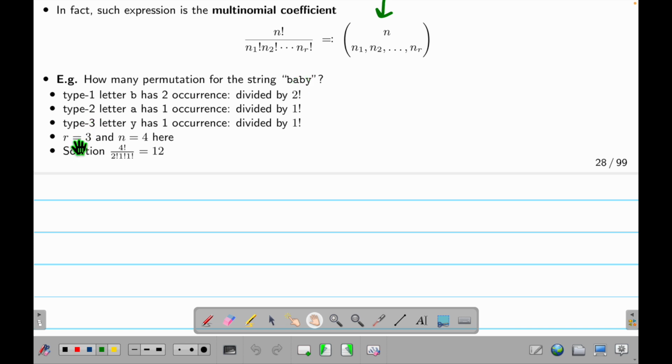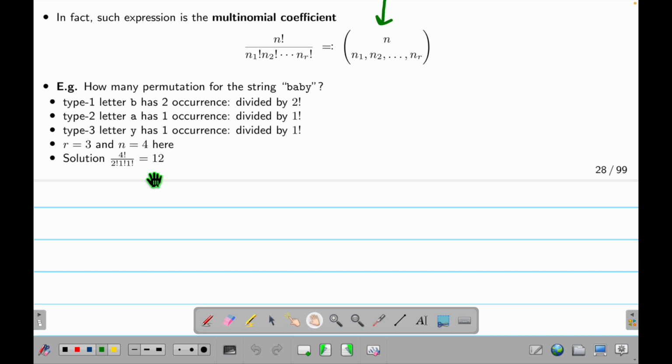So r means how many types? You have 3 types of thing, which is b, a, y. For b, you have 2. For a, you have 1. For y, you have 1. So you have r equals 3, so you have 3 things in the denominator. And each of the numbers n1, n2 up to nr is how many things for each type. And what's the thing on top? Total number of stuff. You have 4 stuff. So 4 factorial divided by 2 factorial, 1, 1, which gives you 12.